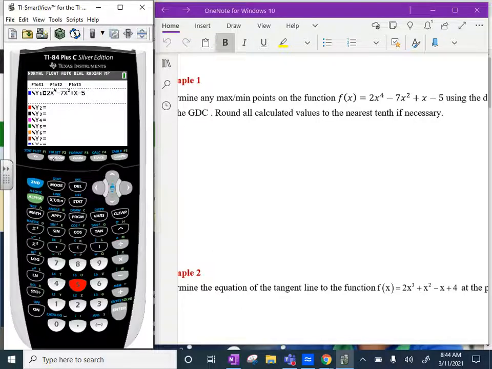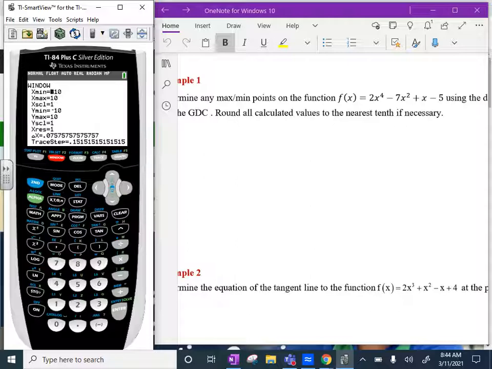Go to your window. I just have a standard window for right now. I'm not sure if it's good or not, but just go zoom 6. It gives you a standard window. Zoom 0 gives you a window that tries to fit the graph, which never works. So I'm just going to look at a standard window. It looks okay. I can see almost everything except the bottom, so I'm just going to change my window a tiny bit and spread it out a tiny bit.